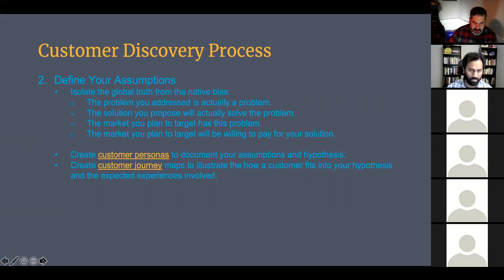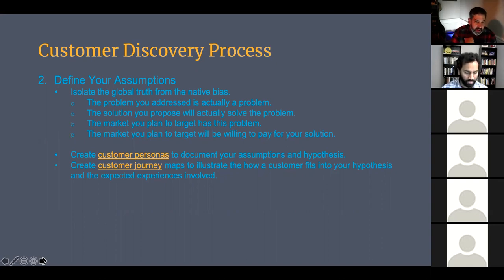So I have to understand how to isolate all of my native bias from the global truths, right? And the global truths here obviously aren't the entire planet, but we're talking about a market, a group of individuals. Those are the truths. The truths are beyond what's just in your head, right? So you have to figure out the best way to get yourself out of the way. The problem you address is actually a problem. The solution you propose will actually solve a problem. The market you plan to target has the problem, and the market you plan to target will be willing to pay you for that solution. Those are the assumptions that you can make, but you have to verify and validate each one of those and vet them out in order to understand if they're going to be true to the word, and have you build a solution that is going to be something that people want to buy.